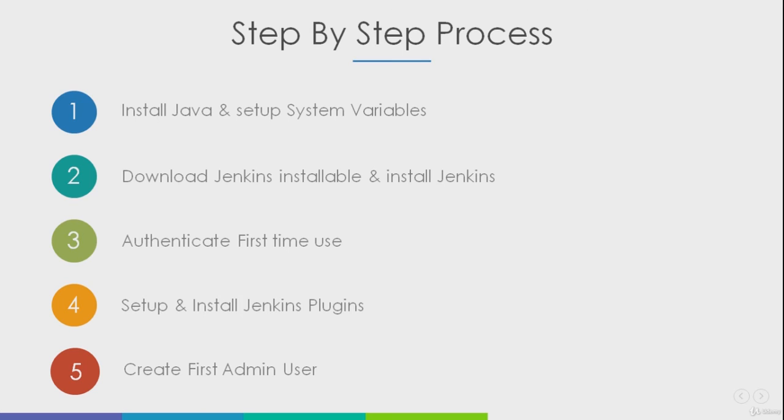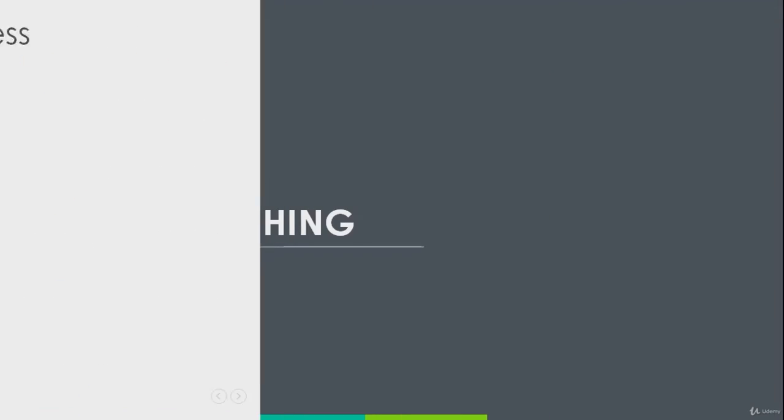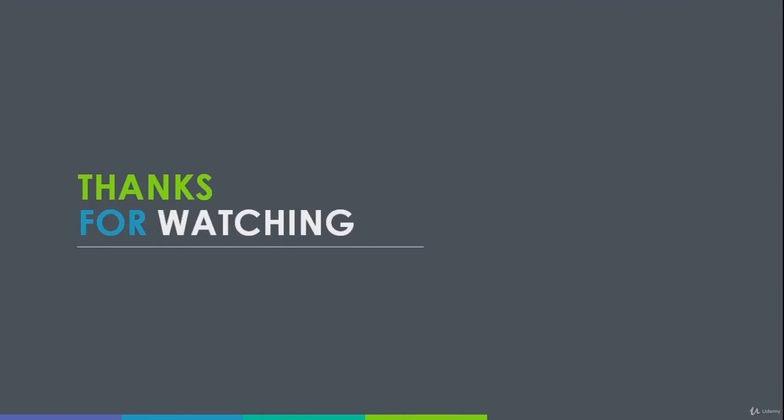Then, we selected the Jenkins plugins that we wanted to use and installed them. Finally, we created the first admin user and set up the Jenkins instance URL which we will use to access Jenkins. This brings us to the end of this video where we installed and set up Jenkins using the installer package. In the next video, we will look at some more advanced methods of installing Jenkins.